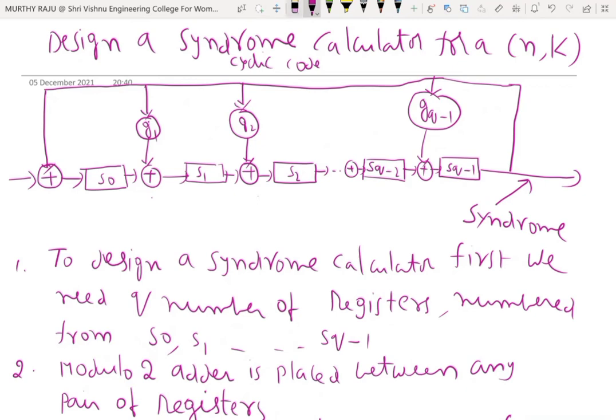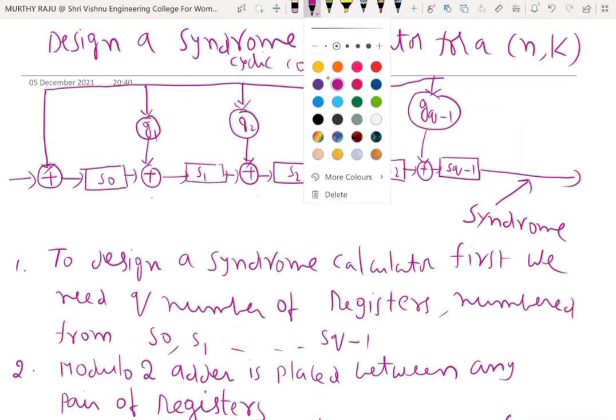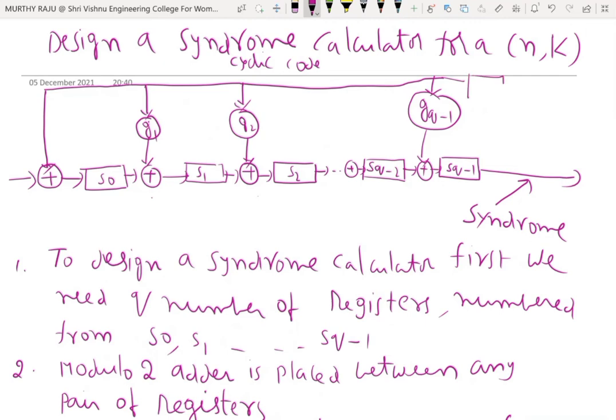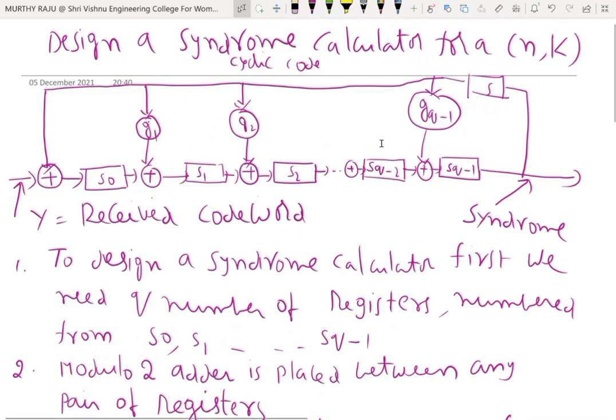One more important point here is that a switch is there. The switch is connected here. This is very, very important. At the input to that syndrome calculator is the received code word. This is the entire actual circuit, like that.